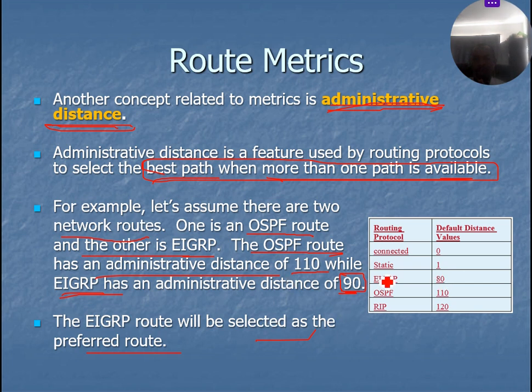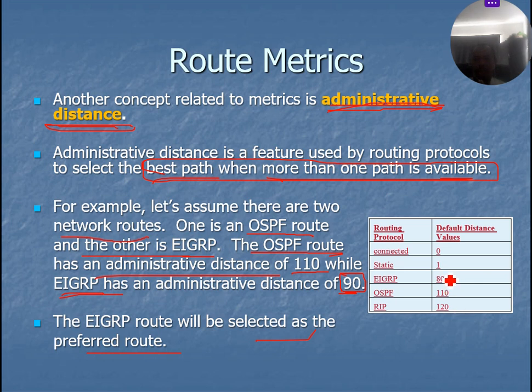Now let's take a look at this table. See, connected is 0. Static route is always 1. EIGRP, Enhanced Interior Gateway Routing Protocol, is 90. Open Shortest Path First routing protocol is 110. Routing Information Protocol is 120.